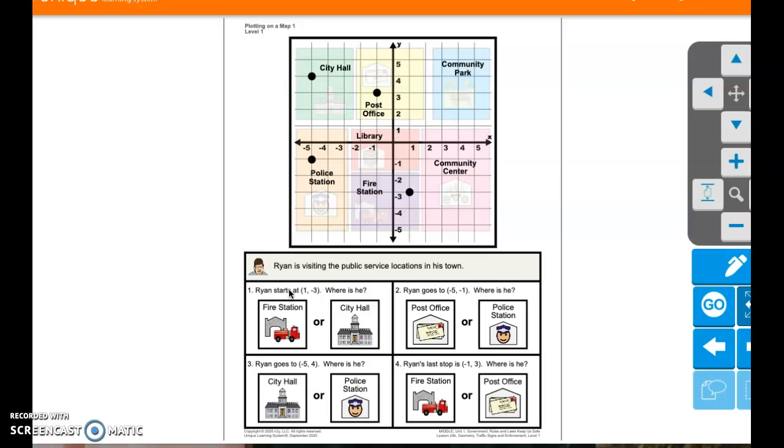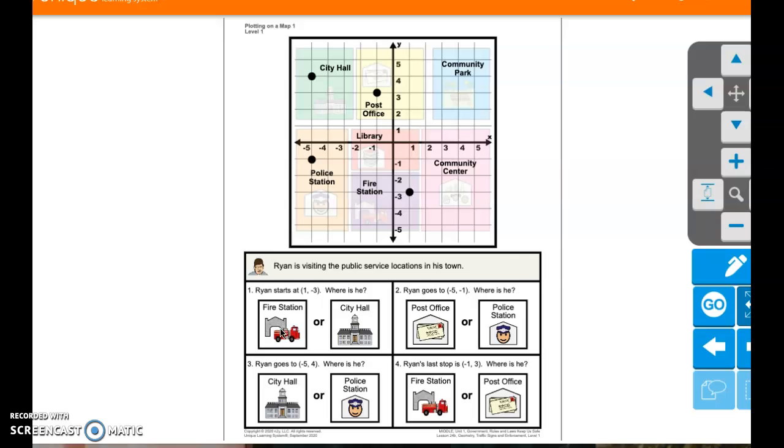So it says Ryan starts at 1, negative 3. Remember, the first number is going to be where we start on the x-axis, and then the second number is going to be on the y-axis. So we're going to start at 0, 0 every time. And we're going to start with 1 on the x-axis, and then negative 3. So we're going to go down 3. 1, 2, 3. And then you can see it's kind of purple, but you can see right in here that we are in the fire station.